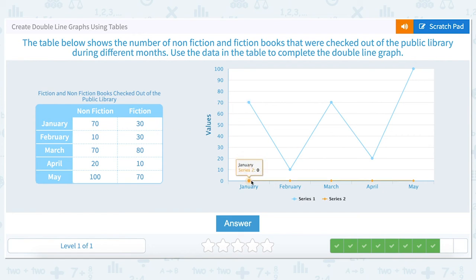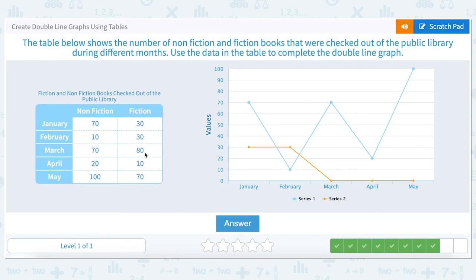Let's go to January, travel up the graph on the y-axis until we reach 30, and plot a point. In February, also 30 fiction books were checked out of the library. We'll go to February, and we'll travel up the line graph and plot a point at 30. You can see that the line here is flat. That's because there was no change in the number of fiction books checked out between January and February. It stayed the same.